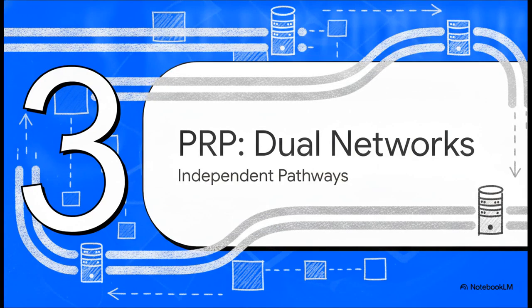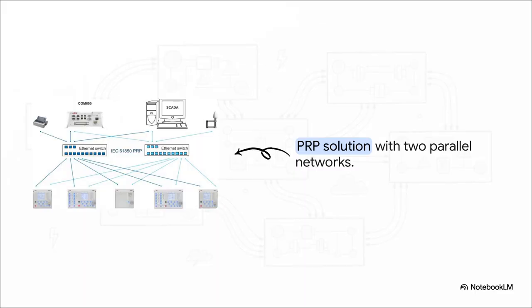Section 3. PRP, dual independent networks. Let's break down the first of these, PRP. What's really interesting about its physical architecture is how each node, like your protection relays, is attached to two completely separated independent networks. We usually call them Network A and Network B. They operate entirely in parallel and can even have totally different physical topologies. The sender just transmits two identical frames over these separate networks at the exact same time.